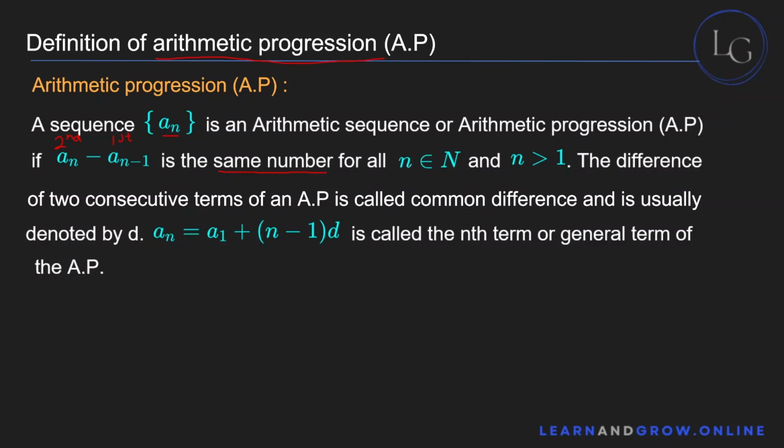And for all, n is any natural number. So this n is any natural number, and obviously n is greater than 1. Since there is no such thing as a 0th term, it always starts with the first term, the second term, and so forth. The difference of the two consecutive terms of an arithmetic progression is called the common difference, and it is usually denoted by d. So to find any term, this is the formula for it.